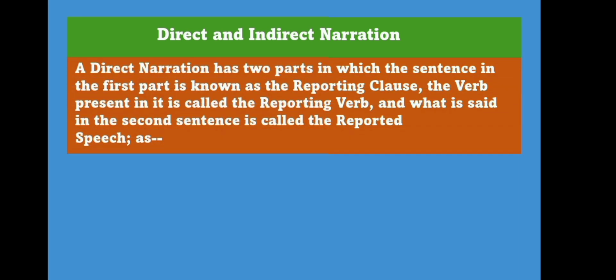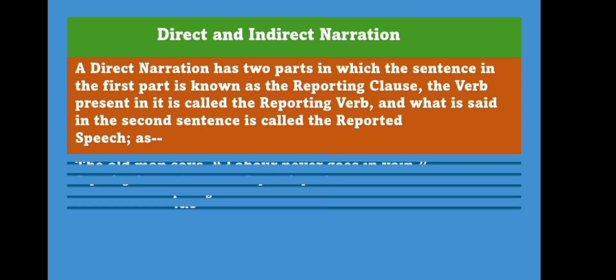A direct narration has two parts, in which the sentence in the first part is known as the reporting clause. The verb present in it is called the reporting verb, and what is expressed by the verb in the second sentence is called the reported speech.